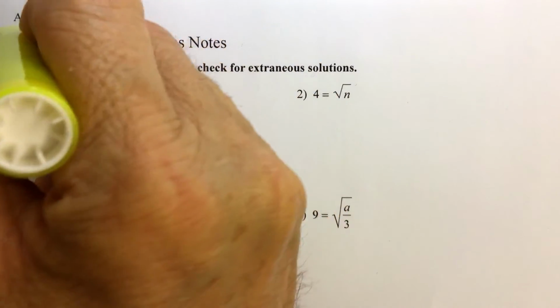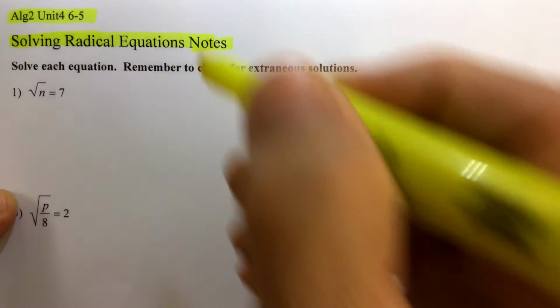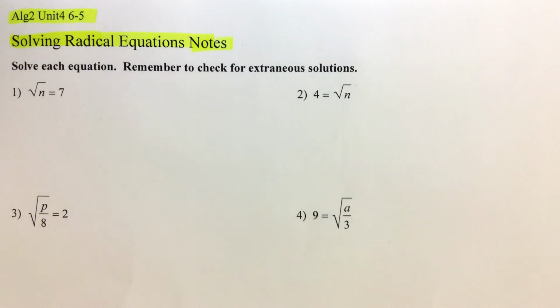As you can see, we're going to be solving radical equations here today. This is Algebra 2, Unit 4, Lesson 6.5.